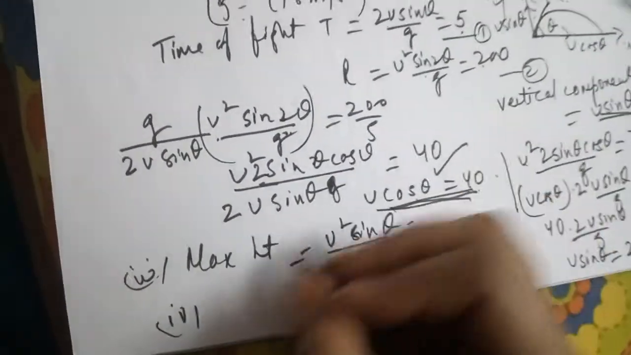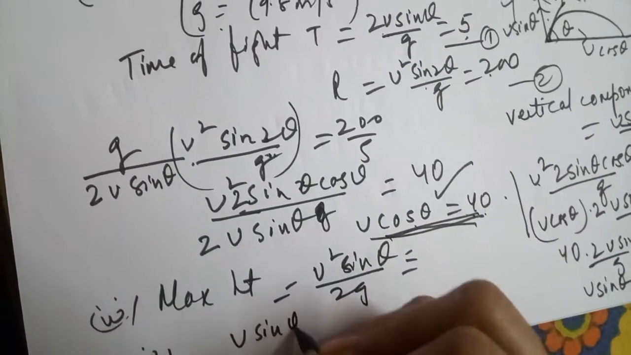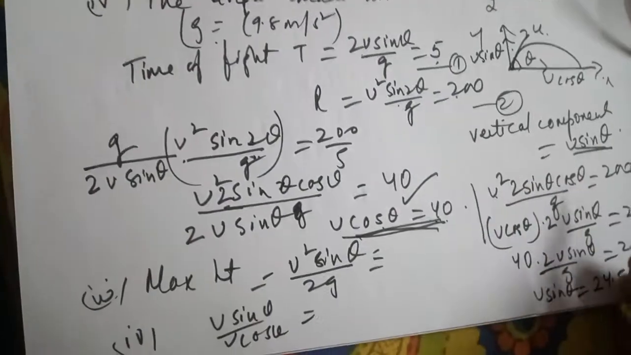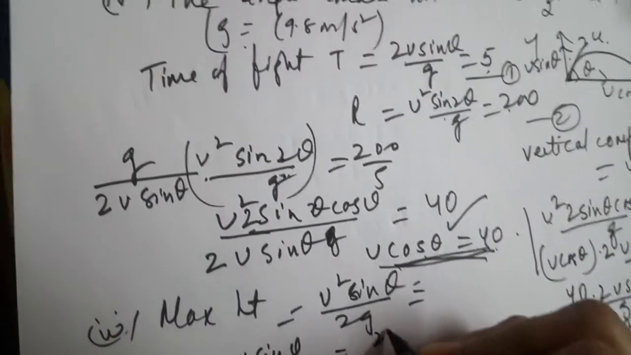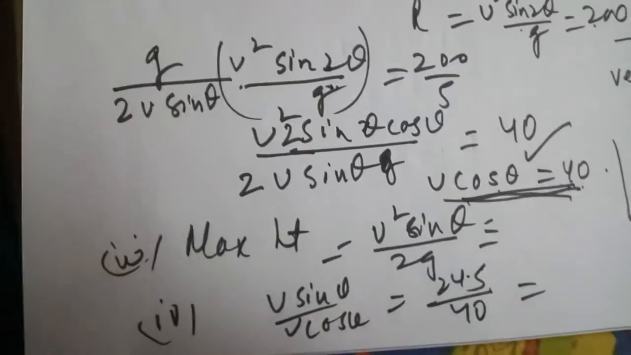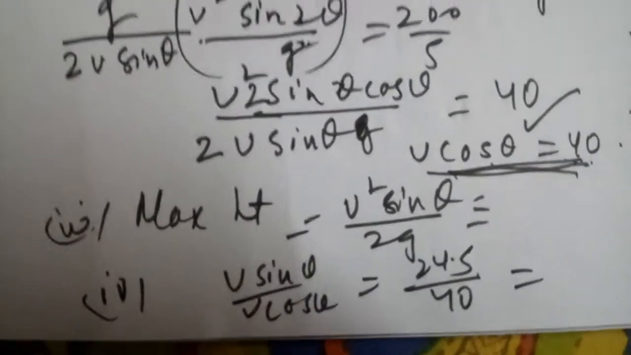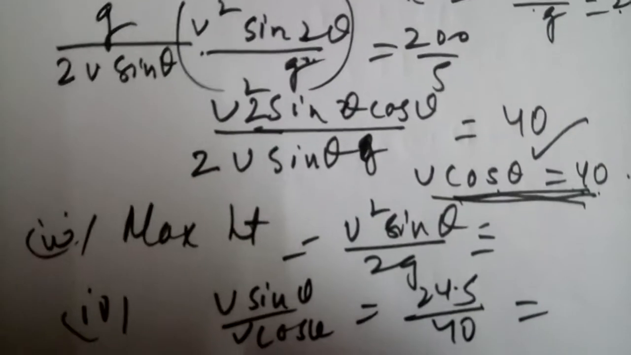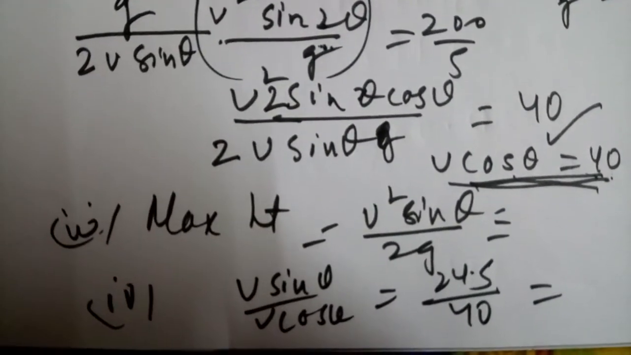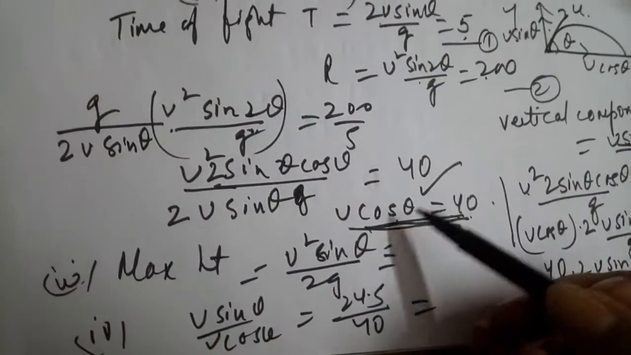u sin theta by u cos theta. We have got u sin theta as 24.5, and u cos theta we are getting 40. So if we divide, we get the value of tan theta. Getting the value of tan theta, we can find the tan inverse, that is the value of theta, and then substitute it in this equation so that we can find out the maximum height also.